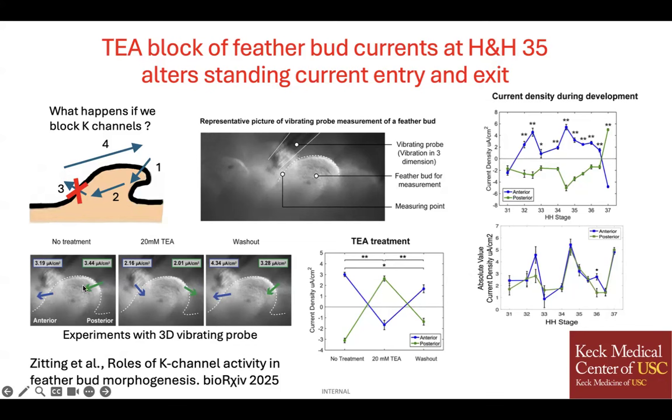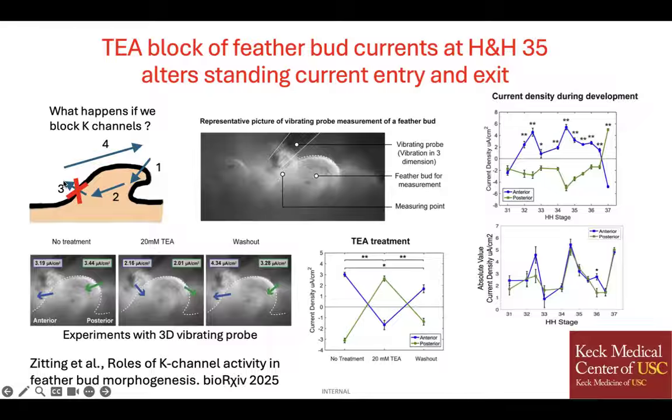Depicted here on the left is the feather bud, and the arrows are superimposed on the photograph to show where the currents are flowing into and out of the feather bud. So at this particular stage, which is H and H35, you see that there is current flowing into the feather bud at the tip and current flowing out at the base.